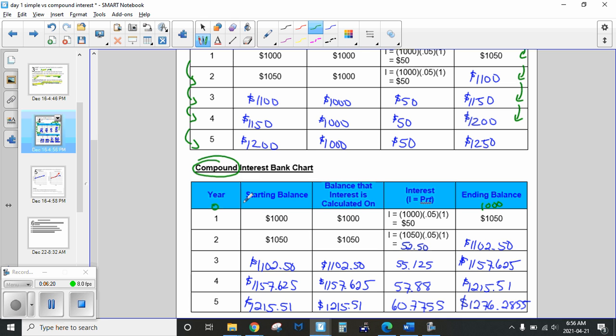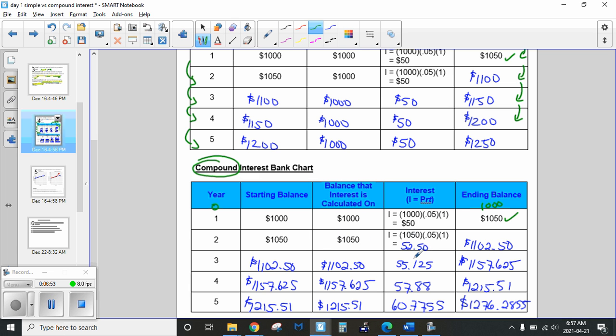year 0 with $1,000. That's how much we're going to begin year 1 with. That's going to earn interest, still $50 because the rate was the same. So year 1 is the same for both simple and compound interest. After that, things start to go differently. So with compound interest, our new starting balance is $1,050. That's what the interest calculation is going to be based on. So we actually earn more than $50 interest in year 2.